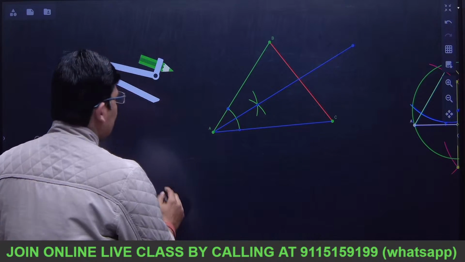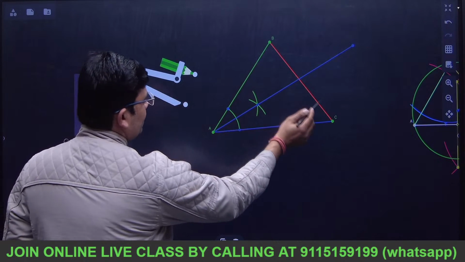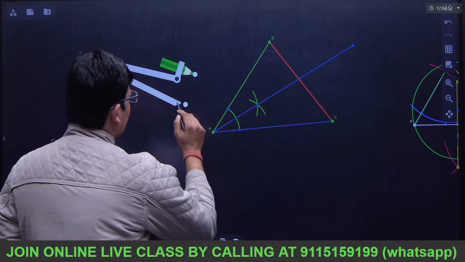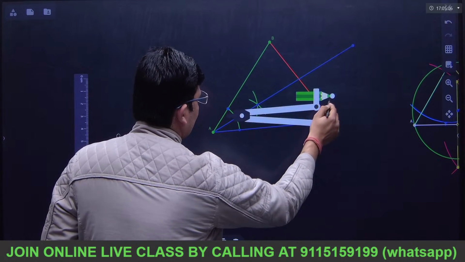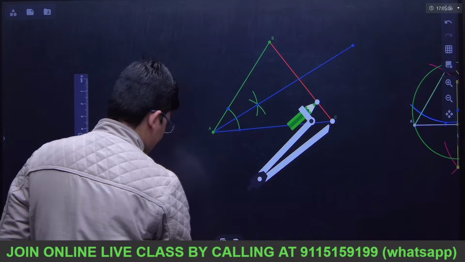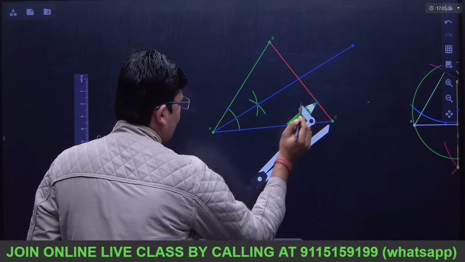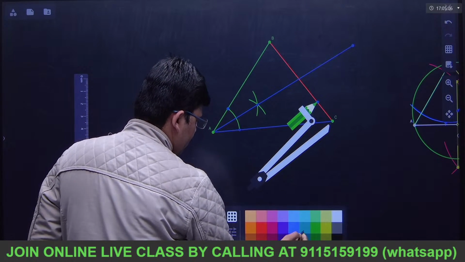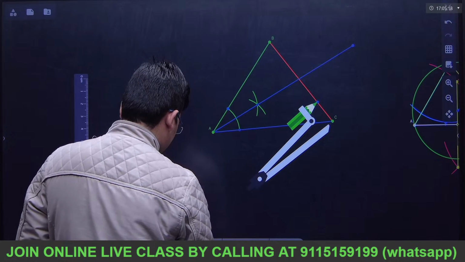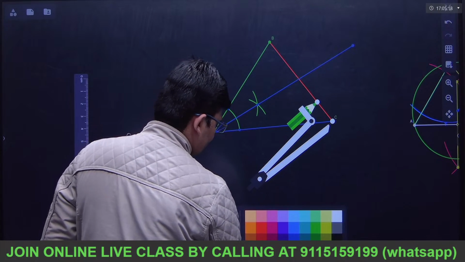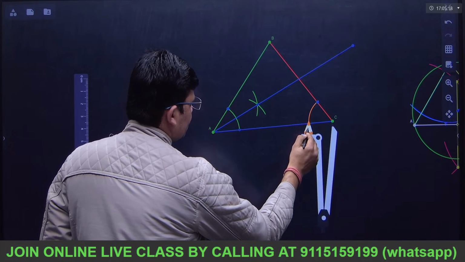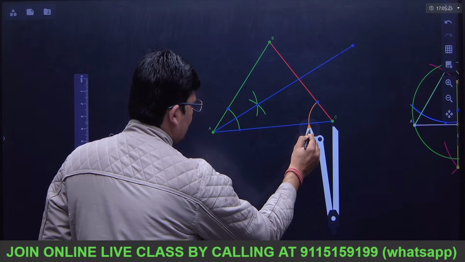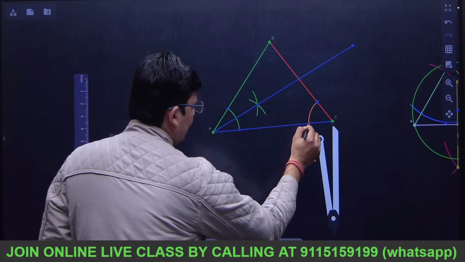Now the same thing I have to do for any other angle. I can do it with this or I can do it with this. So let me do it with this. This might be easy for me. Okay. So now I am going to mark a point. This time I am changing the color so that you should not get confused with the arcs. So this is the arc, and let me mark it here.